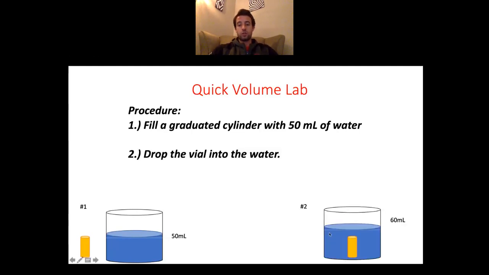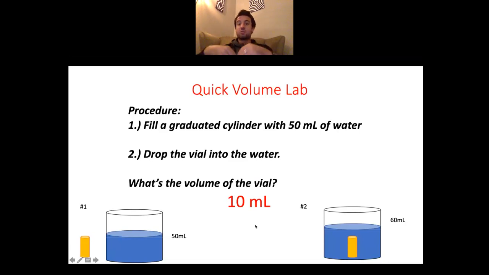And then what you'll notice is that the water level from picture 1 to picture 2 has risen a little bit, and now it measures 60 milliliters. So the only thing we added was that golden vial, so we would say that this volume is 10 milliliters. This process is called volume by displacement. So that's how we find the volume. We put something in and it displaces the water to give us a new water level, which tells us how much volume the little golden tube had.